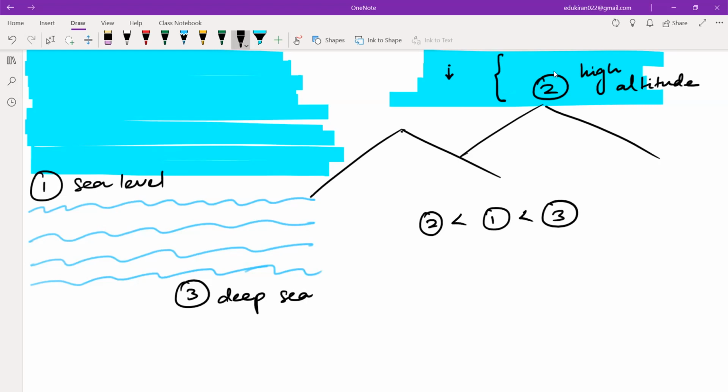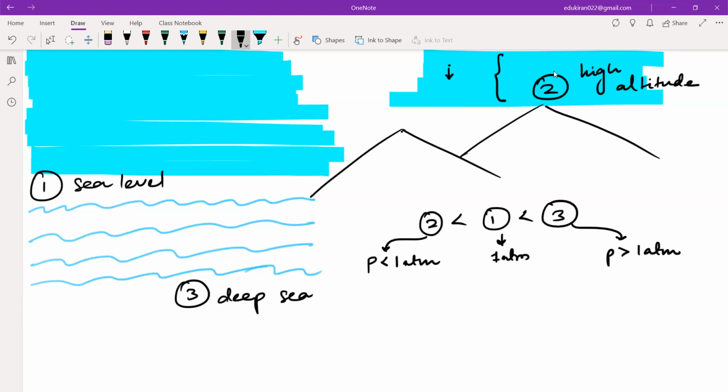Now please listen very carefully, don't write anything. At 2 the pressure will be less than 1 atm. At 3 the pressure will be more than 1 atm. Yes or no? At 1 it will be 1 atm, right? Normal atmospheric pressure is 1 atm. Now please listen very carefully.